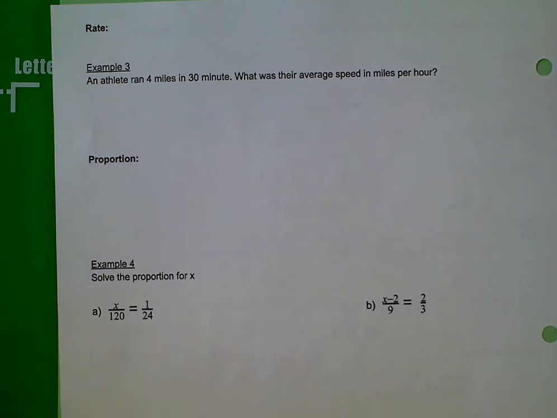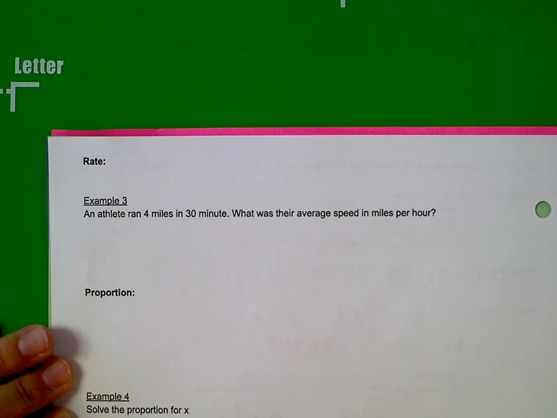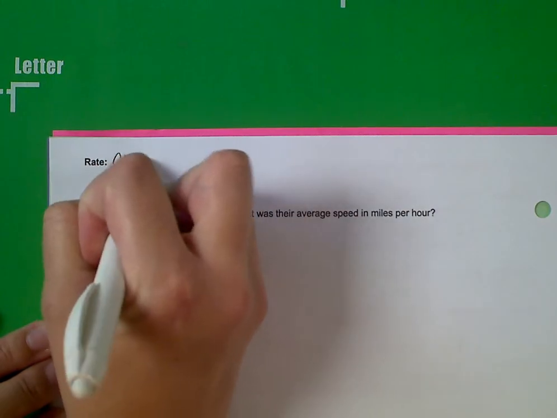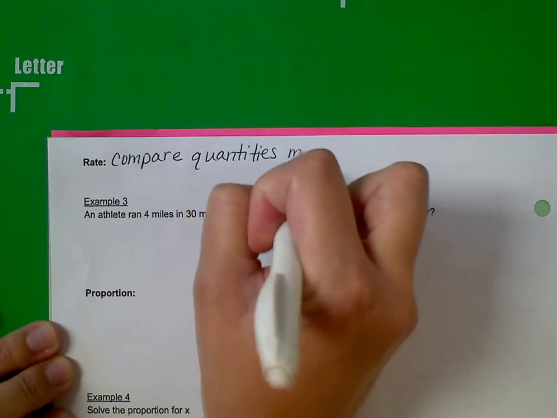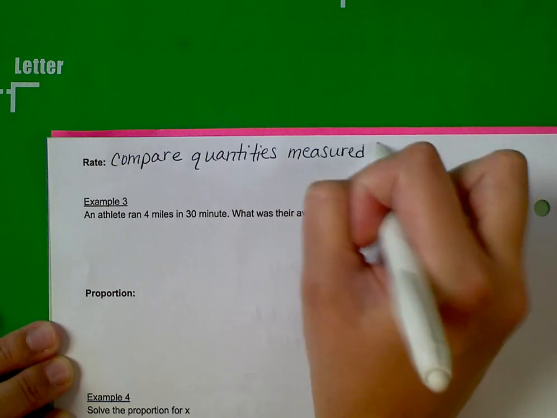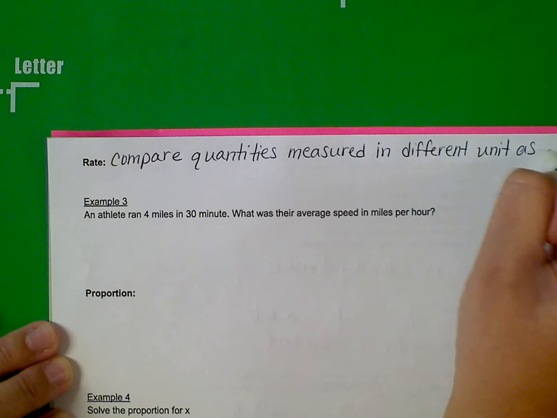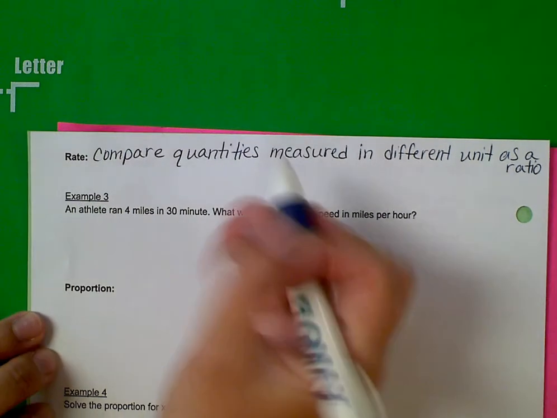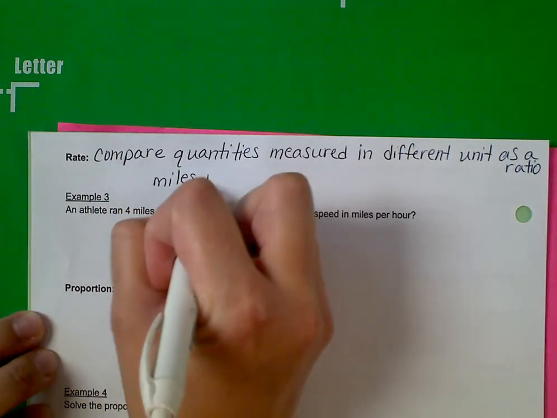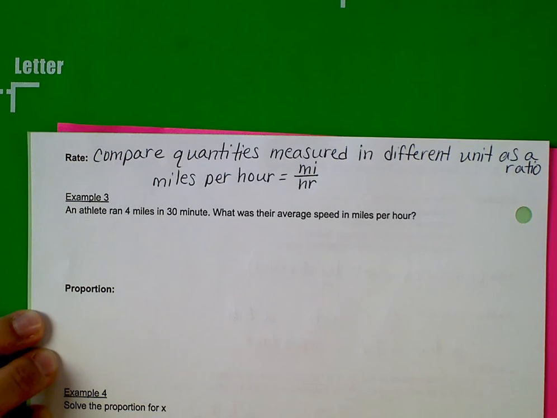Our next term is rate. A rate compares quantities measured in different units as a ratio. So an example would be, we are commonly saying miles per hour. So if we were to write that as a ratio, that would be miles per hour. So it's comparing different units as a ratio.